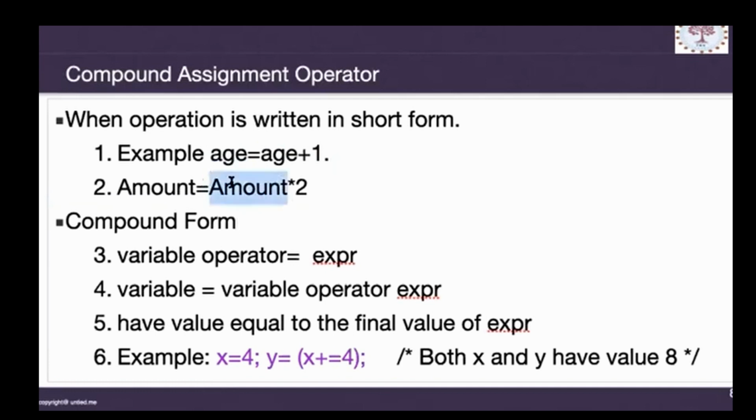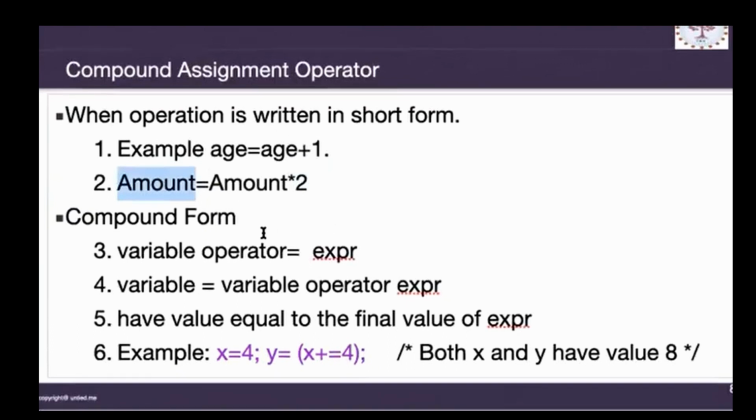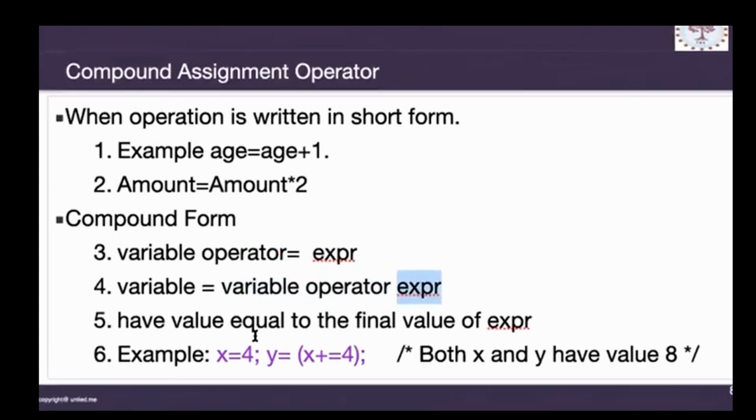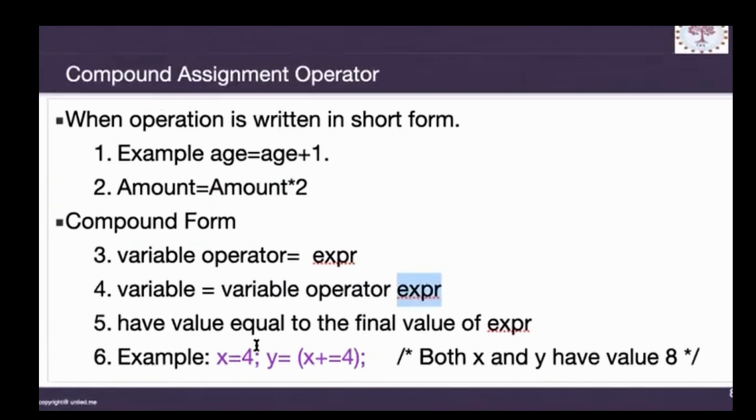Similarly, if you want to multiply amount by 2, to make it double, it will take amount from the memory using the variable name, multiply it, and then assign the doubled value to the same variable. So this is how it happens. Whenever you write the compound form, you can write it like this: variable operator equals expression, or variable equals variable operator expression. This way compound assignment operators are used.